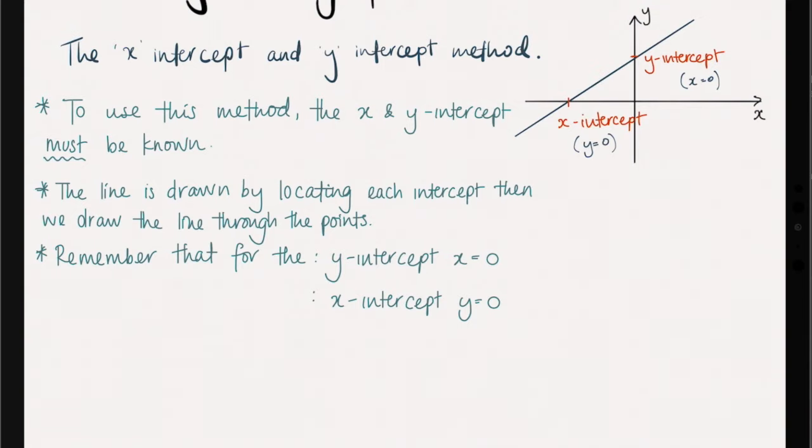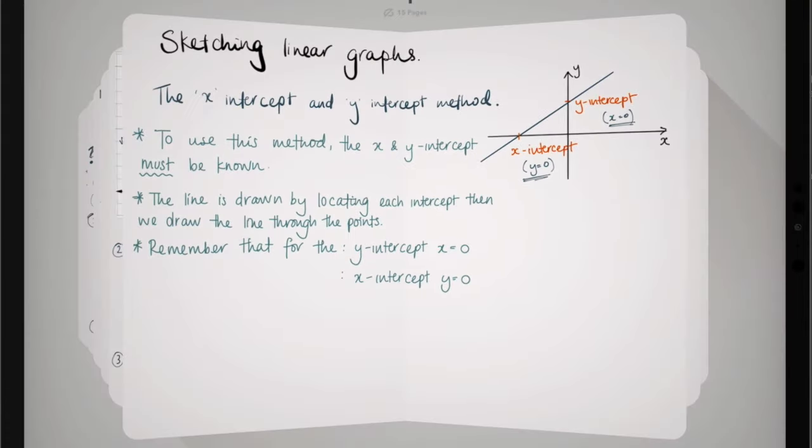To use this method, we need to know what the x and y-intercepts are, remembering that at the x-intercept, y is always equal to 0, and at the y-intercept, x is always equal to 0. So the line is drawn by locating each intercept, and then we connect the dots by drawing a line right through the points. And like I said, remember that for the y-intercept, x equals 0, for the x-intercept, y equals 0. So let's look at an example on how to solve it.